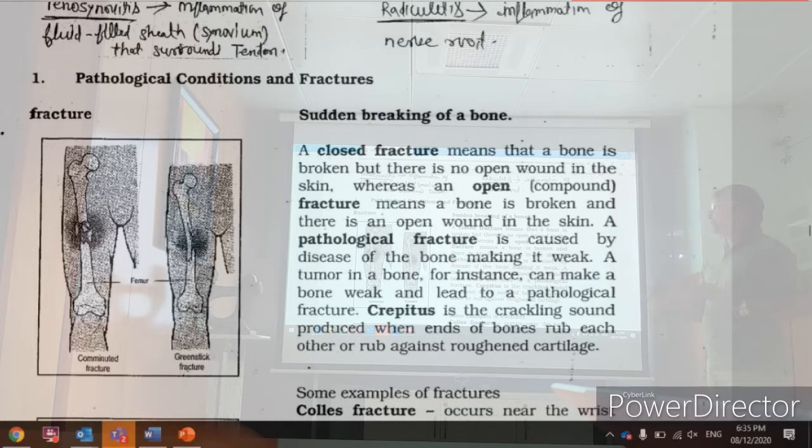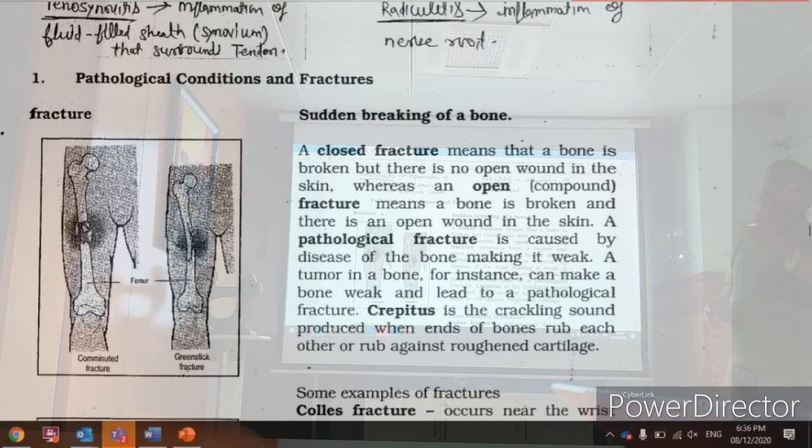Closed fracture means the bone is broken but there is no open wound. It is inside only. Broken but it is inside. Manju should know more about this, fractures and stuff like that. Open wound: imagine your hand is broken and the bone is popping out. It is cutting the tissue and then popping out. That is an open or a compound fracture, we call it.